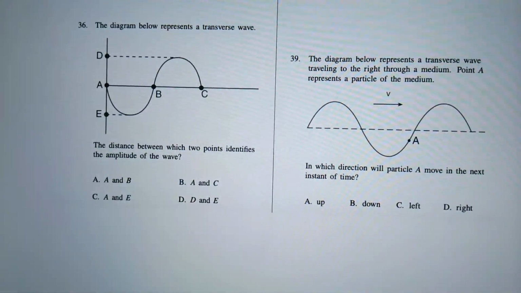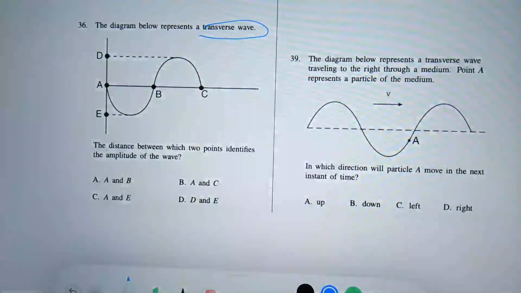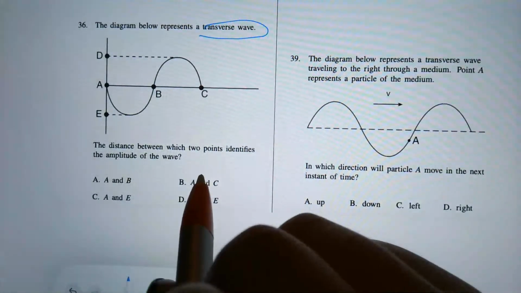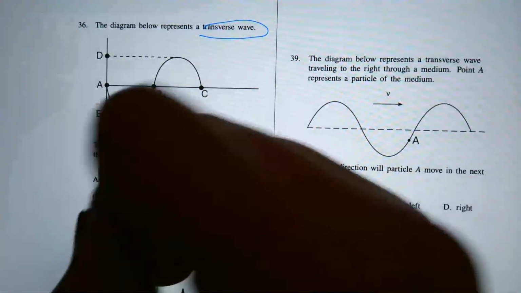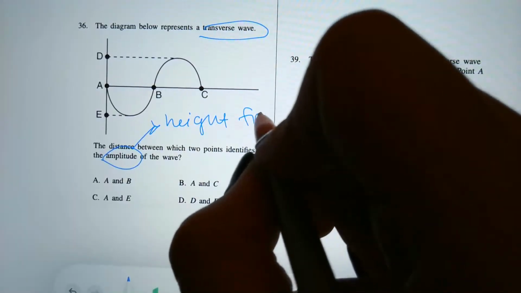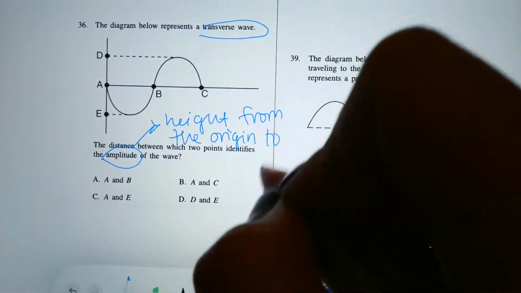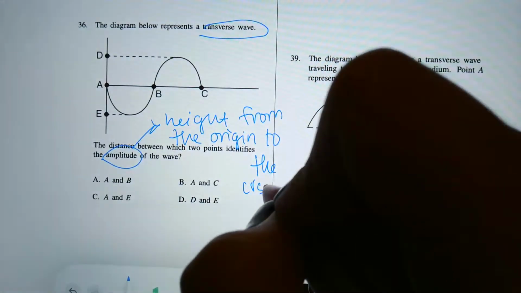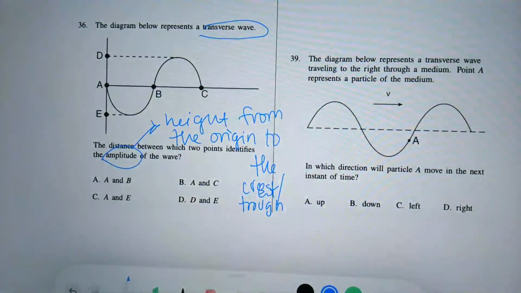Okay, number 36. The diagram below represents a transverse wave. The distance between which 2 points identifies the amplitude of the wave? So again, amplitude is going to be the height from the origin to the crest, or the trough. It's either one or the other. It's never going to be both, okay?